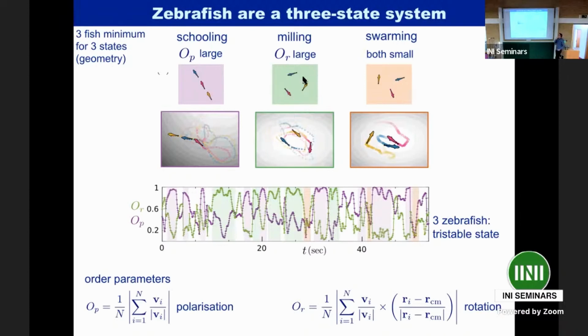Now, geometrically, you have to have 3 fish to be able to observe milling. Okay? 2 fish do not allow one to see milling. So the minimum system size for this zebrafish behaviour is 3 fish. And if we look at 3 fish, what we see is that sometimes, when it's purple here, they're schooling, and when it's green here, they're milling, and then when both order parameters are small like this, they are swarming. So we can think about the 3 zebrafish systems and their states.